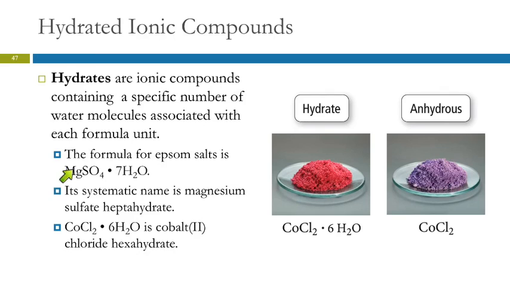We name the ionic part the same way that we've been studying. That would be magnesium sulfate. And then we use a numerical prefix to tell us how many water molecules, and then the word hydrate for the water. So this is magnesium sulfate heptahydrate. Cobalt 2 chloride also does this. It makes a hexahydrate. So that's cobalt 2 chloride hexahydrate.